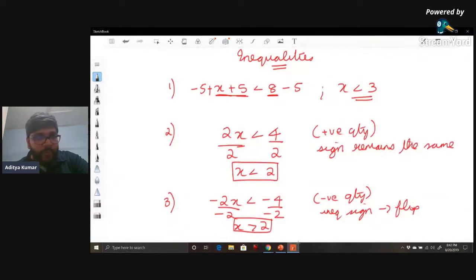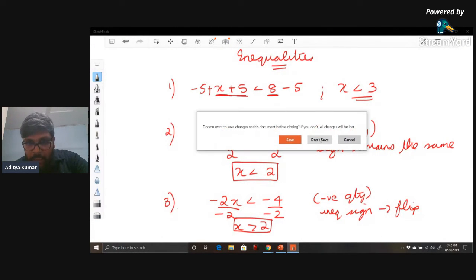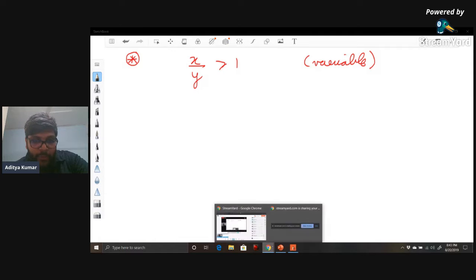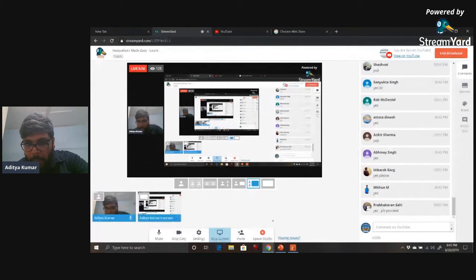Okay, so now my question to all of you, can you multiply or divide both sides of an inequality with a variable? Right? Think about it. Can you multiply or divide both sides of an inequality with a variable? For example, if I give you x by y is greater than 1, can you for sure say x is greater than y? Guys, quickly type in the chat window.